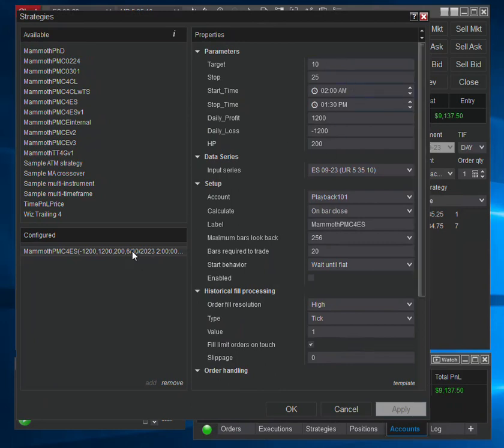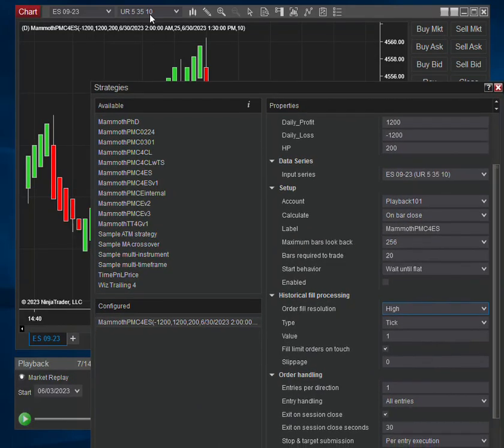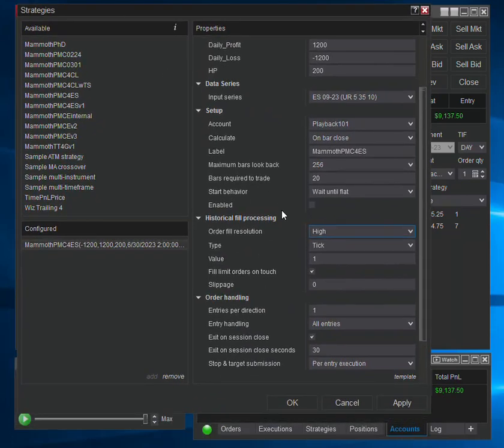once it's applied, target you can type in. These are changeable, adjustable if you want, based on your needs. You can do some backtest analysis based on the parameters you want to change, and you can change daily profit from 1,200 to 400 if you want, based on the number of contracts. Also right here, the order fill resolution has to be set at high, not the standard, because we're using a unique bar. We need it set right here as high, not standard. And you have to check this box: fill limit order on touch.